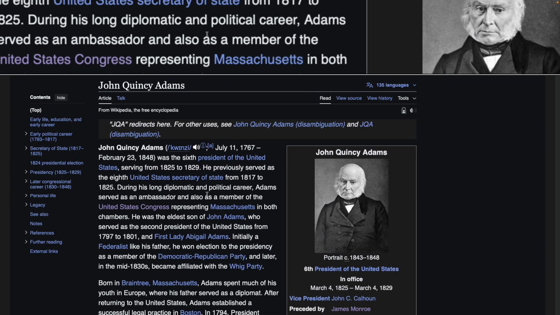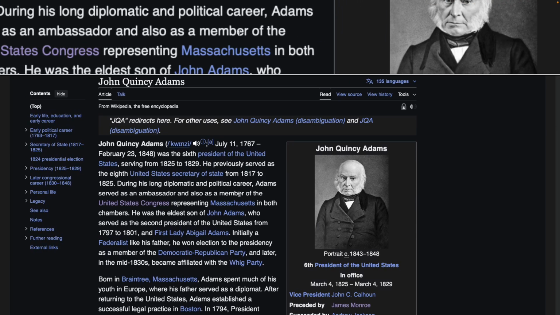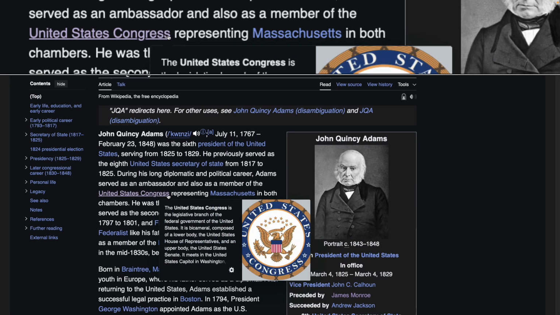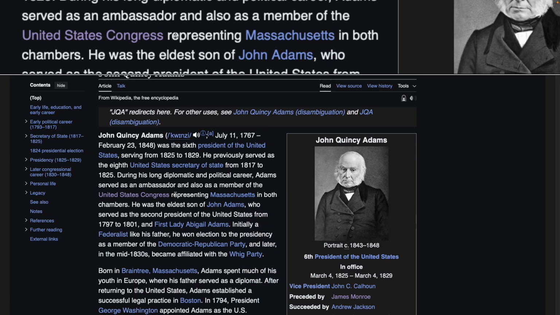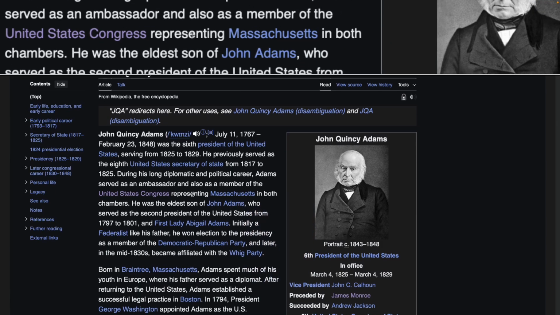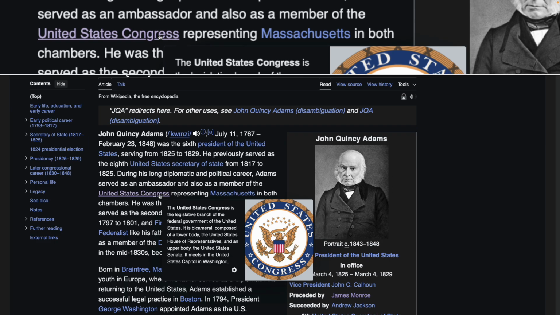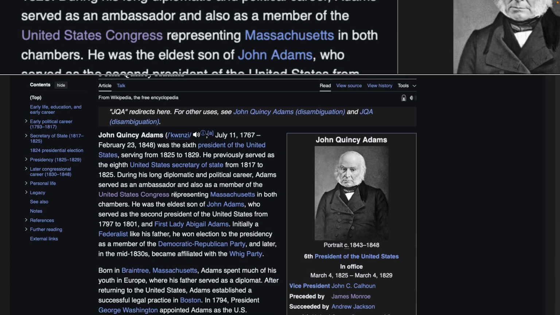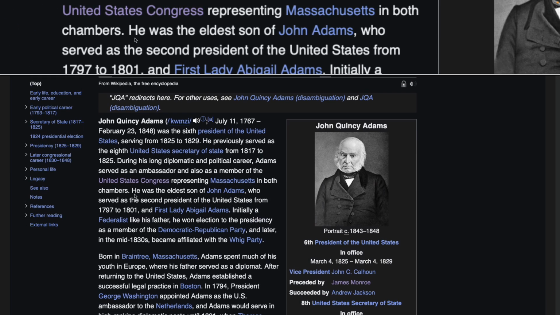During his long diplomatic and political career, Adams served as ambassador and also as a member of the United States Congress, which is a part of the bicameral government of the United States of America. The Congress is bicameral and is composed of the Senate and the House of Representatives. So he served as a member of the United States Congress representing Massachusetts in both chambers.